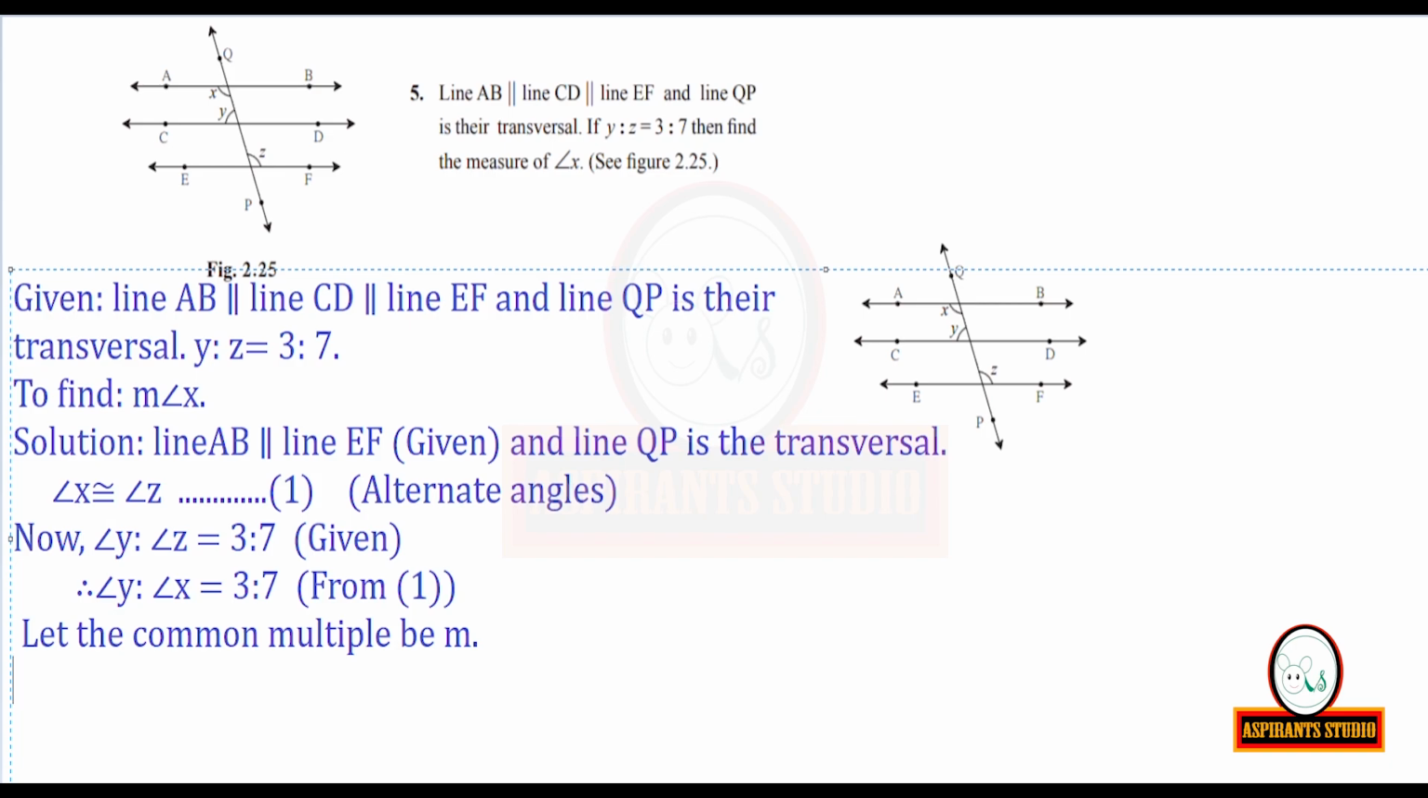Now, measure of angle Y can be written as 3 into m degrees and measure of angle X can be written as 7 into m degrees, because we have measure of angle Y is to measure of angle X is equal to 3 is to 7. We have taken the common multiple to be m. So we get measure of angle Y equal to 3m degrees and measure of angle X equal to 7m degrees.